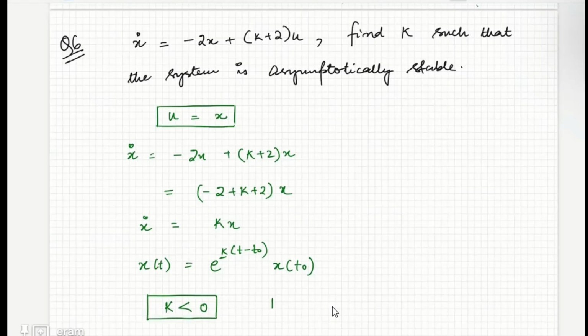What if we have k equals to 0? If we have k equals to 0, then the eigenvalue is 0 and the solution will be x(t naught). So it will start at the initial condition and it will remain at the initial condition for all time. So when k equals to 0, the system will be just stable, but when k is less than 0, the system will be asymptotically stable.